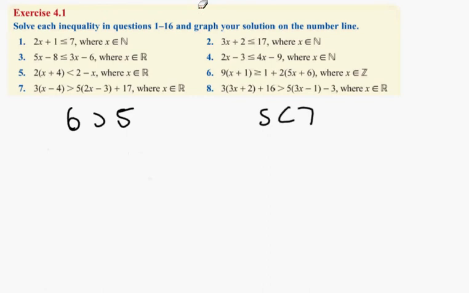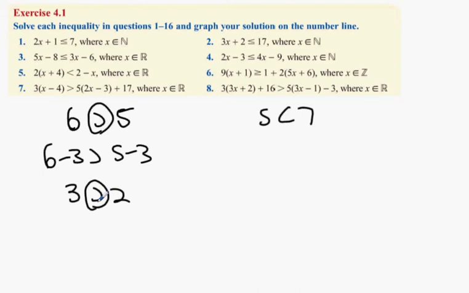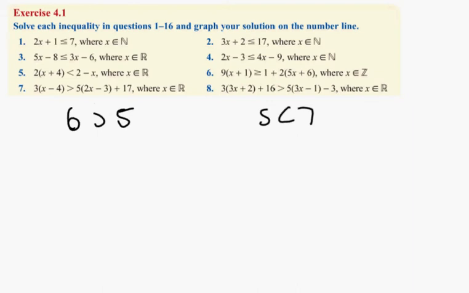What about subtracting the same number from both sides? So let's take away 3 from both of them. Does it affect the inequality? It was greater than, it's still greater than. So adding and subtracting the same number to both sides doesn't affect it. Everybody agree with that? Now, what does multiplication do?